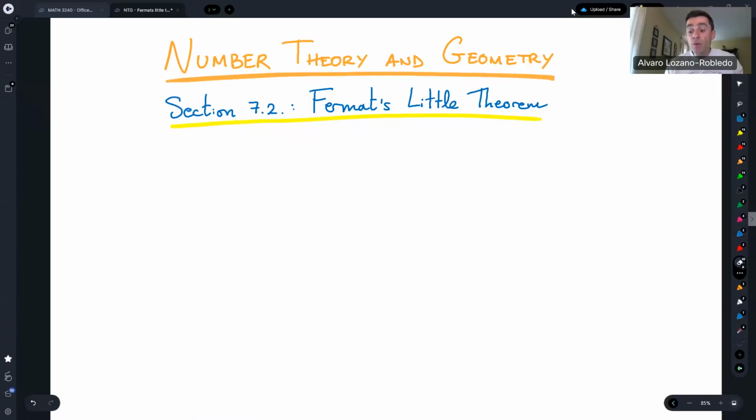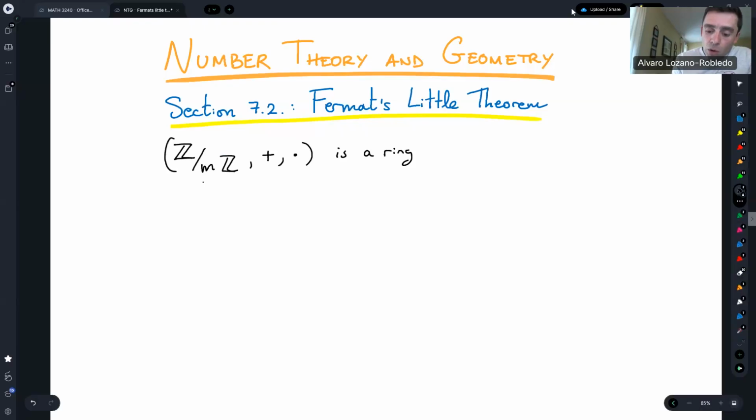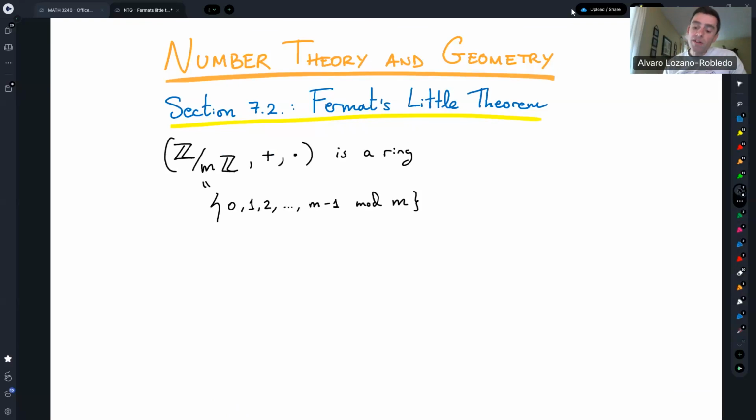Hello everyone, in this video we're going to be talking about Fermat's little theorem. So previously in the book, we've been talking about Z mod mZ. We introduced the integers modulo m, and we described it as a ring, meaning that the classes modulo m, the classes 0, 1, 2, etc. up to m minus 1, modulo m, have an addition and a multiplication that satisfies several properties that make it into a commutative ring with 1.